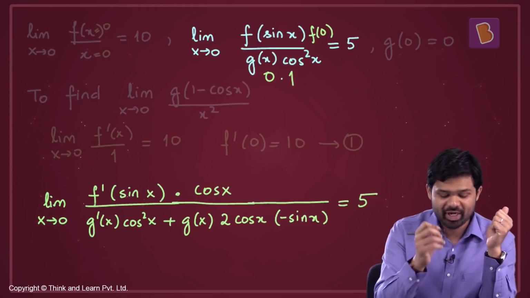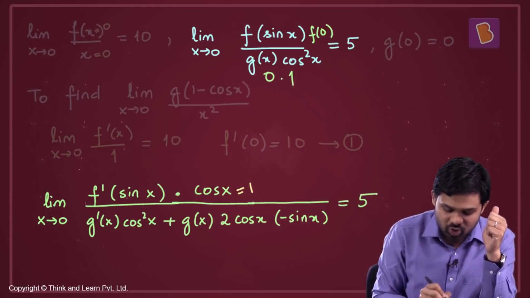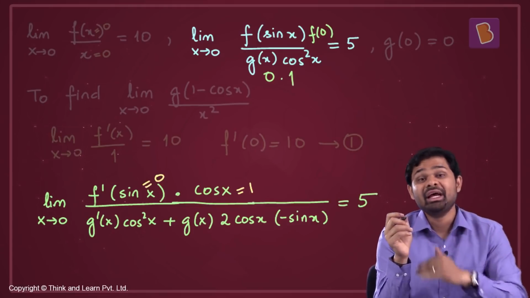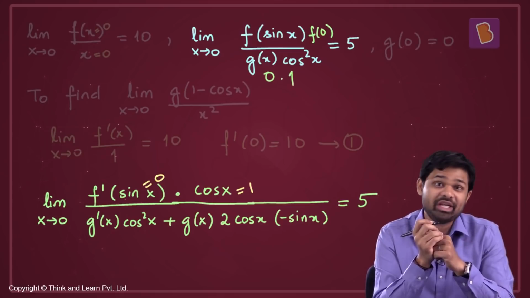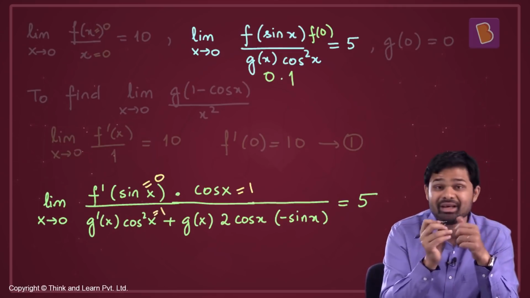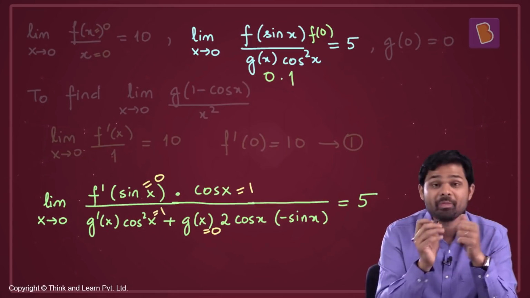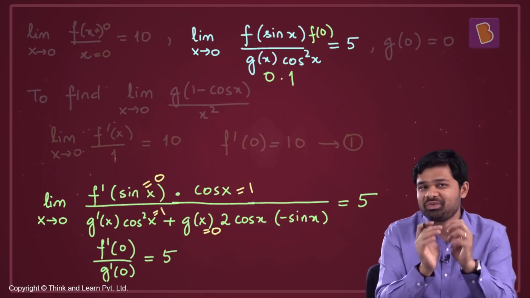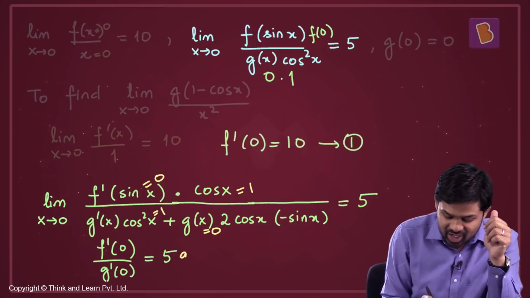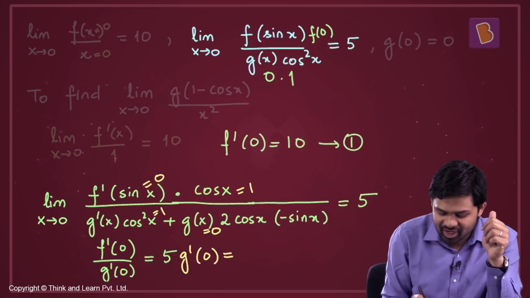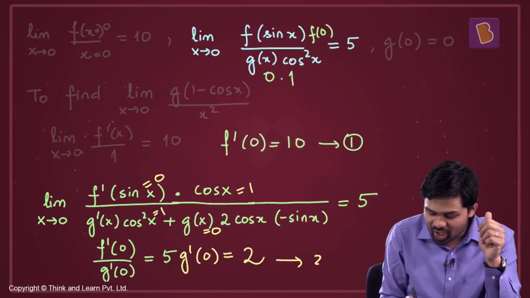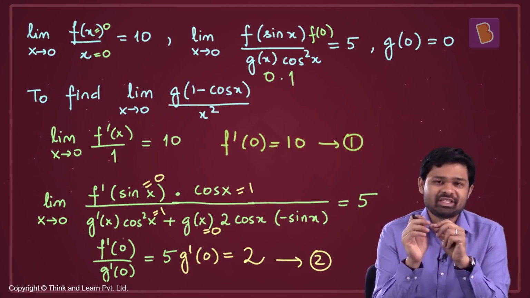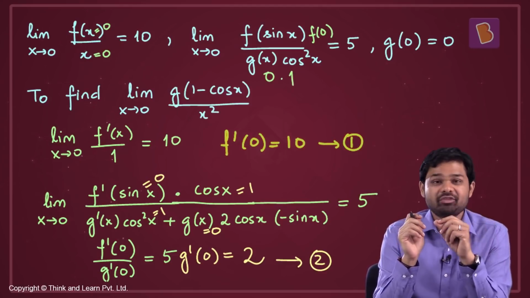Now let's try and evaluate. Cos of 0 is equal to 1 here. Sin x is going to be 0, so I have an f dash of 0 in the numerator, divided by g dash of 0 into cos square x, which is again equal to 1. Now g of x is equal to 0. So I actually have f dash of 0 divided by g dash of 0 equal to 5. What was f dash of 0? F dash of 0 was 10. So g dash of 0 is 10 by 5, which is equal to 2. So I have got my second interesting observation from the two given conditions. F dash of 0 was 10, g dash of 0 was 2.